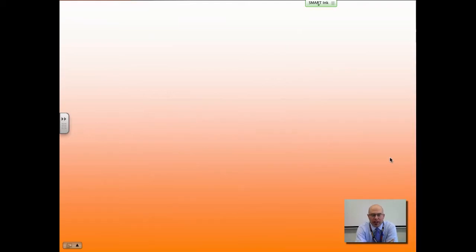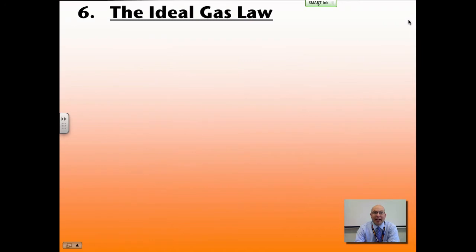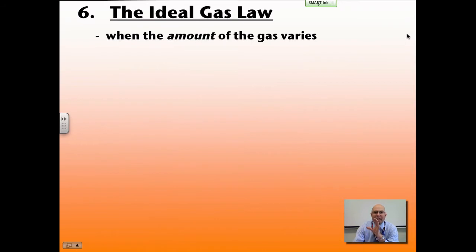All right, so moving right along, the next gas law I want to talk about is the ideal gas law. Now, what we've seen so far, with all the gas laws, at least Boyle's, Charles's, and Gay-Lussac's, there's not been a change in the amount of gas. The ideal gas law is when you may have a different amount, okay?